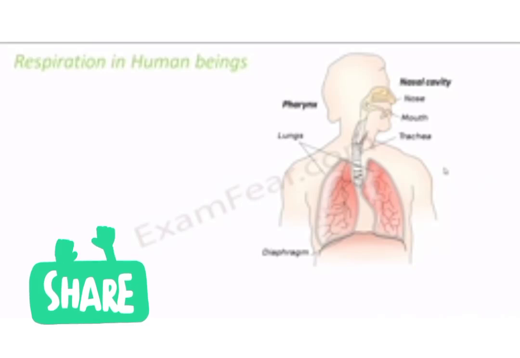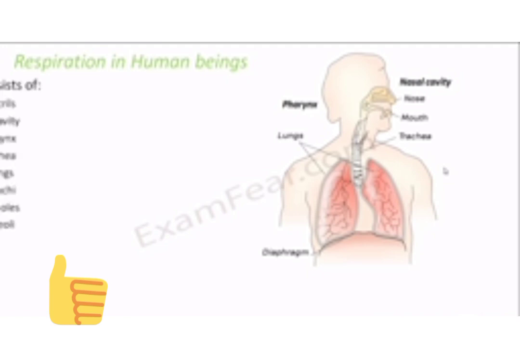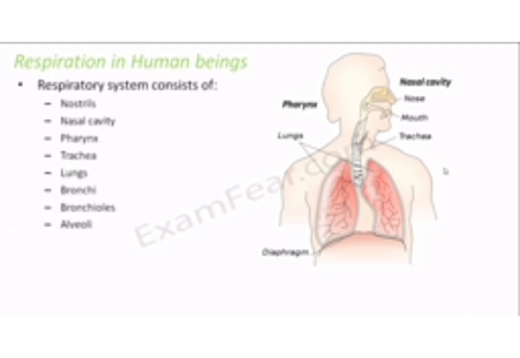Now we are going to talk about respiration in human beings. How do we respire? So the respiratory system consists of so many things. It starts with our nostrils. We all know what is nostrils. So it starts with the nostrils, the nasal cavity, pharynx, trachea, lungs, bronchi, bronchioles, and alveoli.